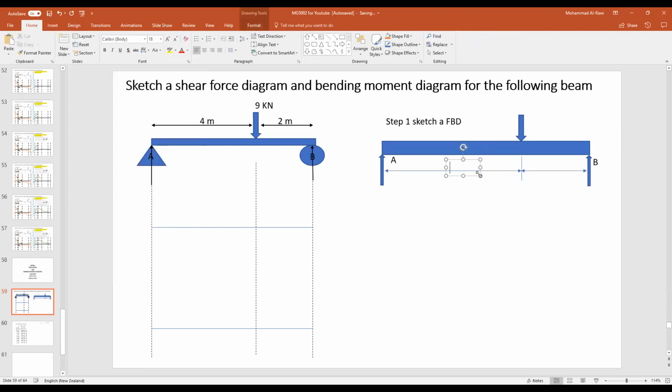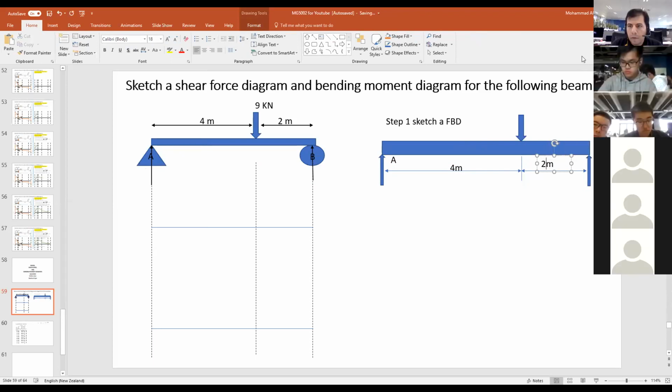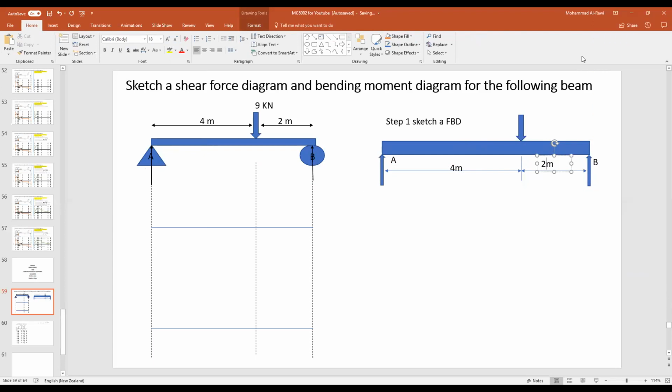So let's say here this one is 4 meters, and the other one is 2 meters. All good. Just checking all of you there. And the value for that force is 9 kilonewtons. It's very straightforward. By experience, by the end of this course, you would do this straightforwardly. You don't really need to spend more time to solve this kind of example.